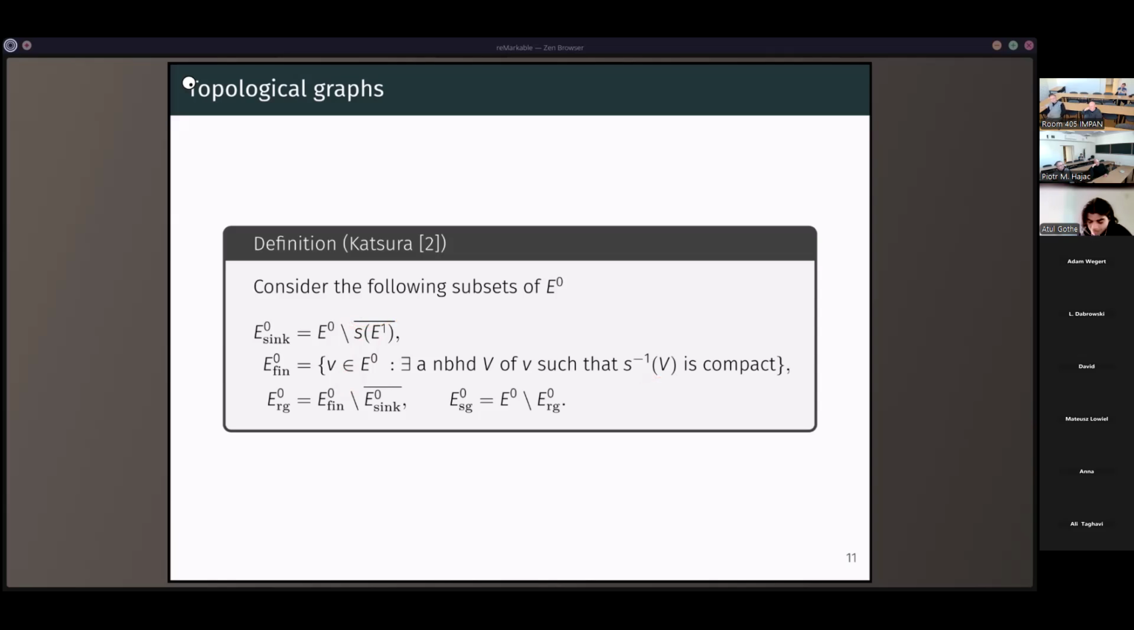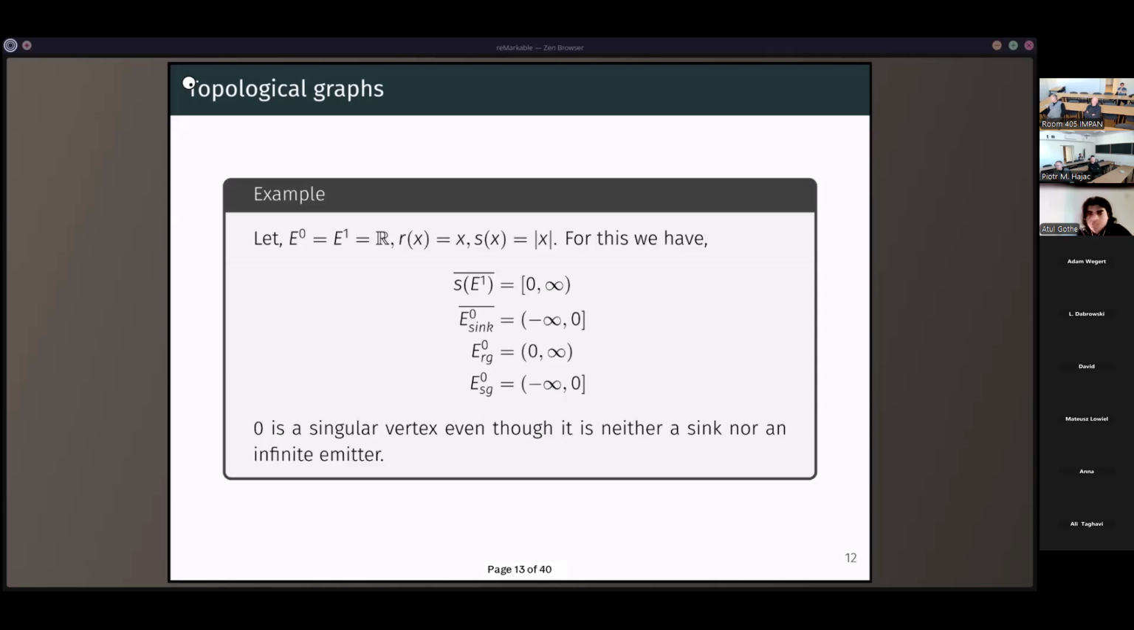So these are called the fin is for finite vertices, because the pre-image of some neighborhood is compact. And E0 regular are all the finite vertices which are not in the closure of the sinks, and all the singular vertices are all just not regular vertices. So if we have just the usual discrete topology on E0 and E1, then taking the closure here does not matter. So everything agrees with just the discrete directed case. But when we have non-discrete topology, we can have something more interesting going on.